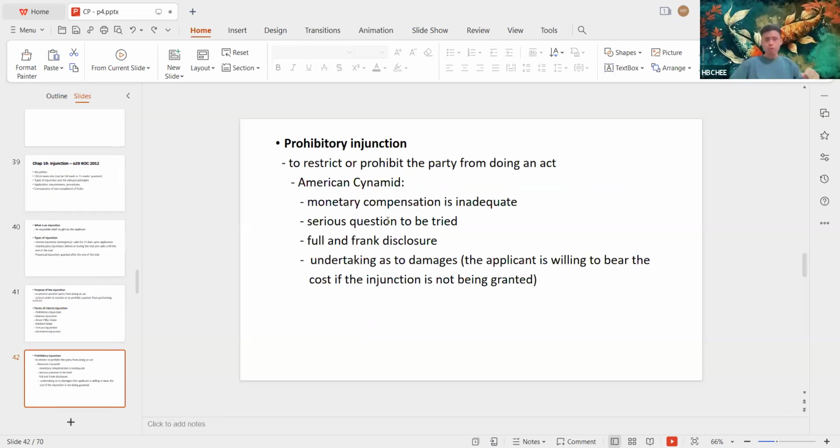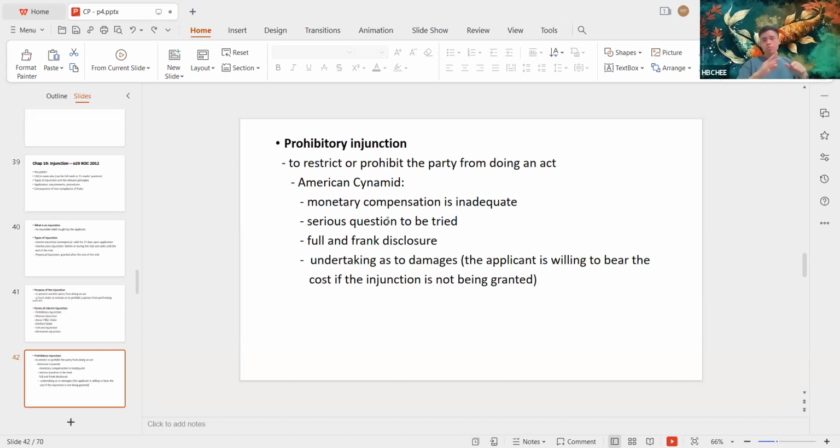So the prohibitory injunction, this is what we mostly see when it involves immovable property. Like in contract, you will see quite often that someone has breached the contract by not selling the property to the first purchaser, but instead changes his mind to sell to another purchaser. Then in your statement of claim, you will include this injunction.